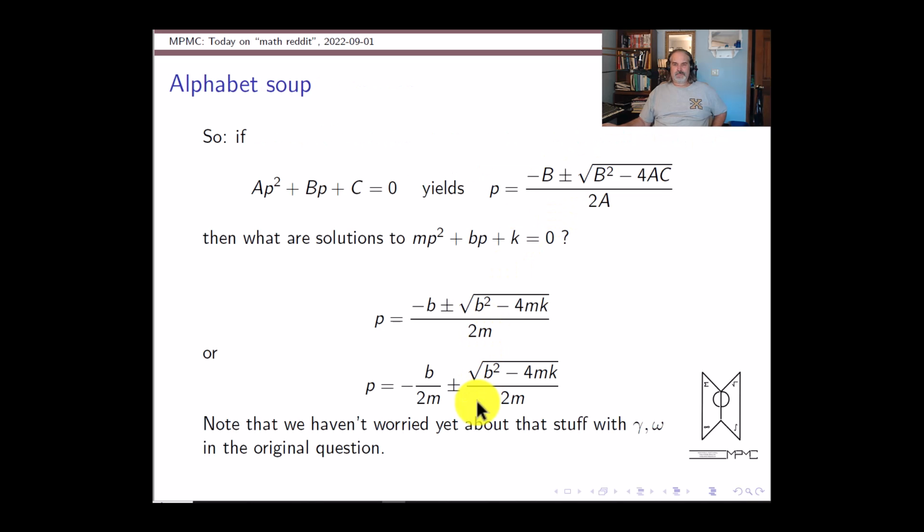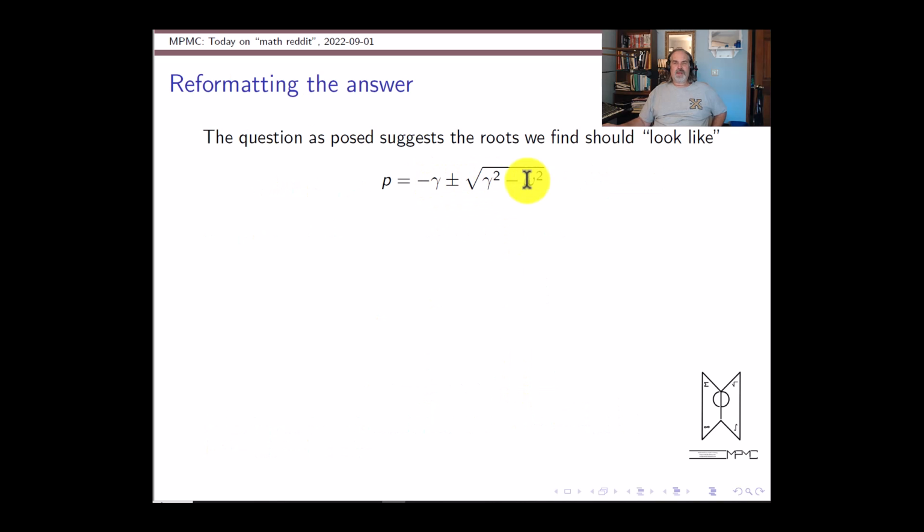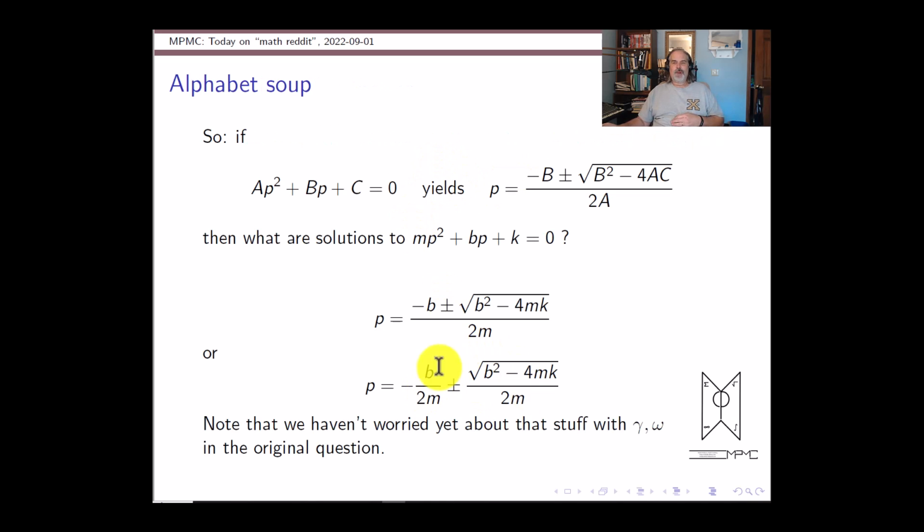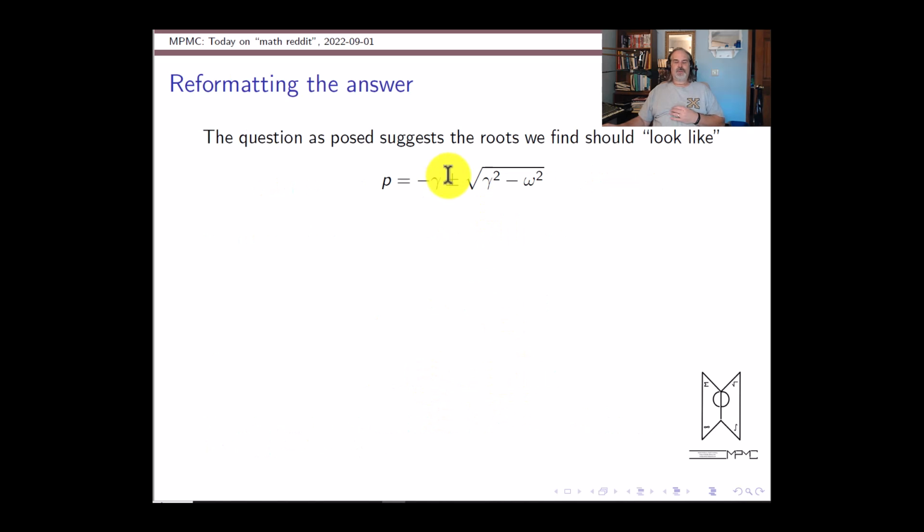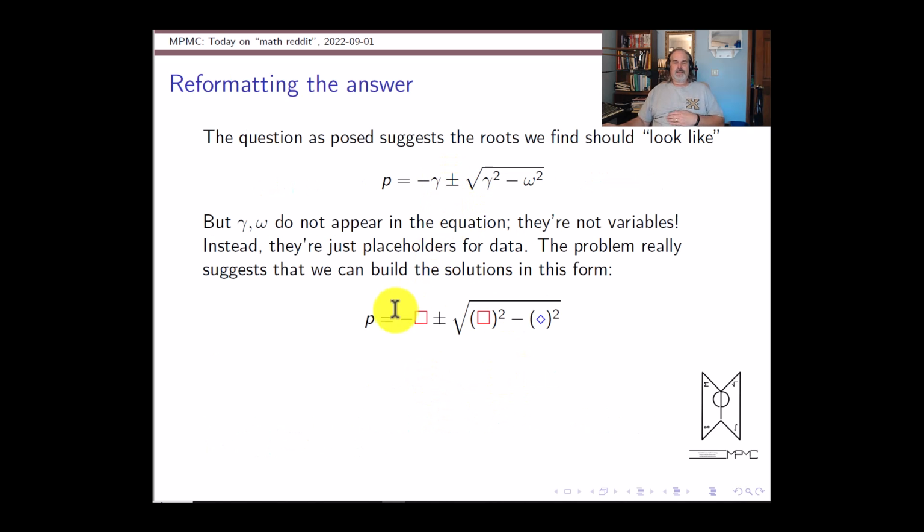Notice that our quadratic formula answers have denominators, like it's b over 2m there. There's a division by 2m under the square root. But the template that was given in the problem doesn't have any of those denominators. And so that means we have to do some cosmetic surgery on our answers to try to get them to look like this, okay? But what this template is saying, I mean, the gamma and the omega, there's nothing magic about those symbols.